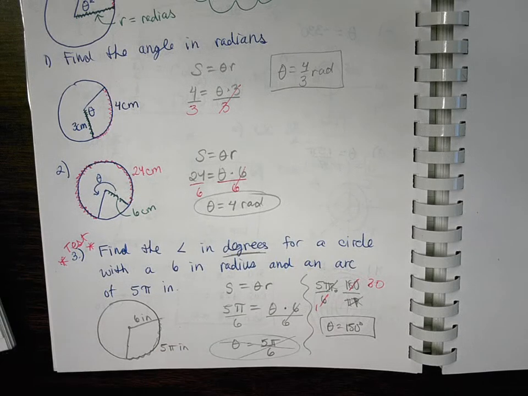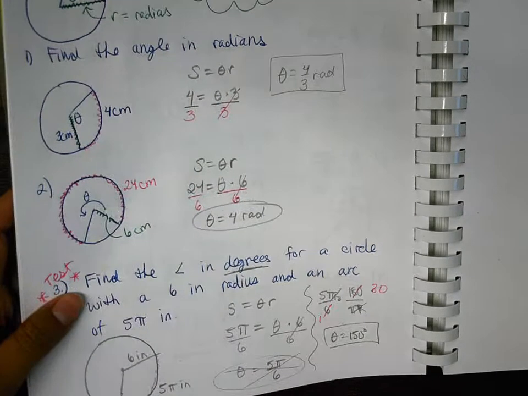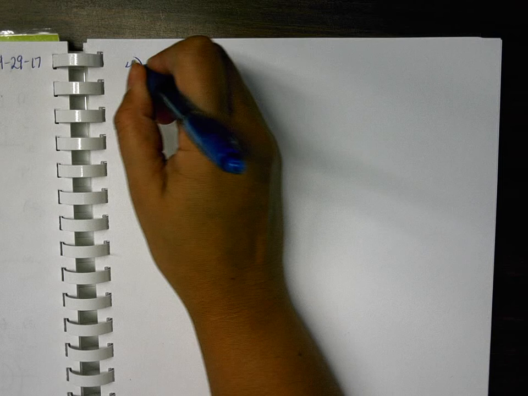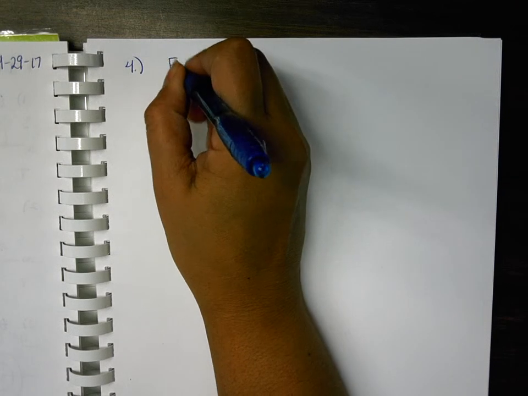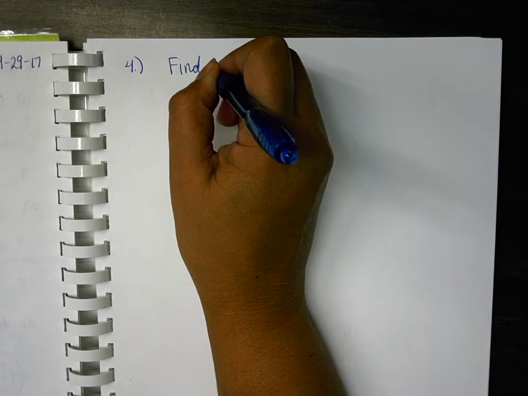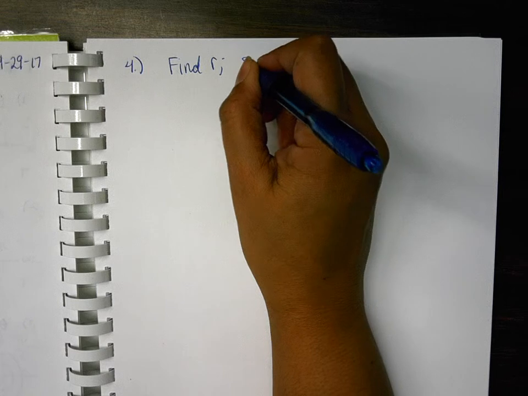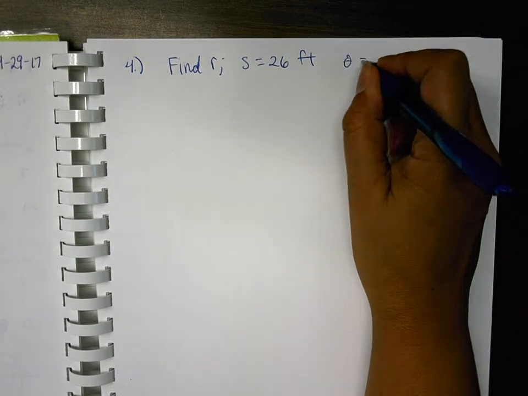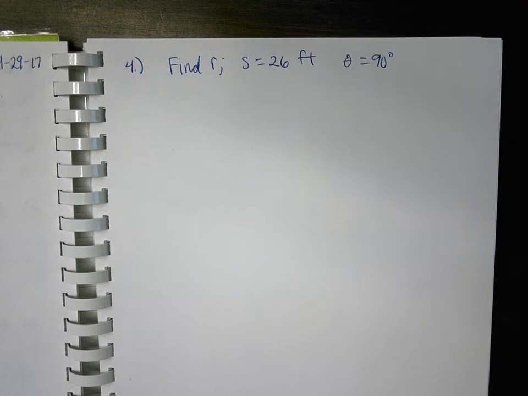Number 4. Let me write down number 4, then I'll show you. Number 4, find R. S equals 26 feet and theta equals 90 degrees. All right, I want you guys doing that one right now.